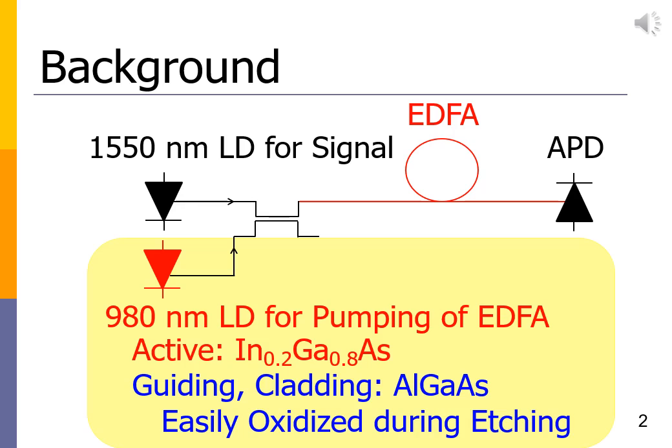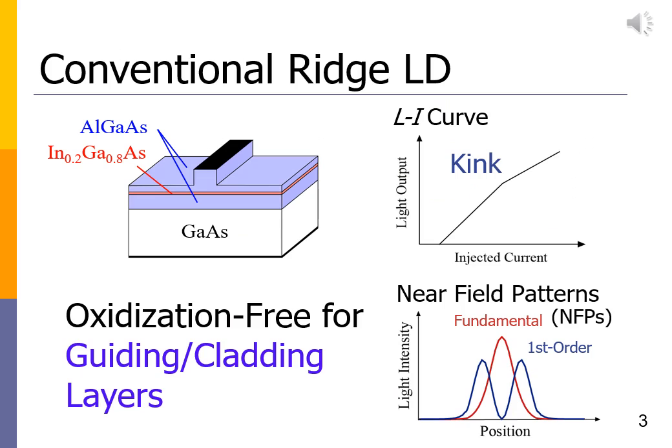Cladding and guiding layers are aluminum gallium arsenide layers, which are oxidized easily during etching processes. The oxidized aluminum gallium arsenide layers highly degrade electrical and optical characteristics of the high-power 980 nanometer semiconductor lasers. To avoid the problems caused by oxidization of aluminum gallium arsenide layers, ridge structures have been adopted. In the ridge structures, with an increase in injected current, higher-order horizontal transverse modes lase with a kink in the light output versus injected current curve.